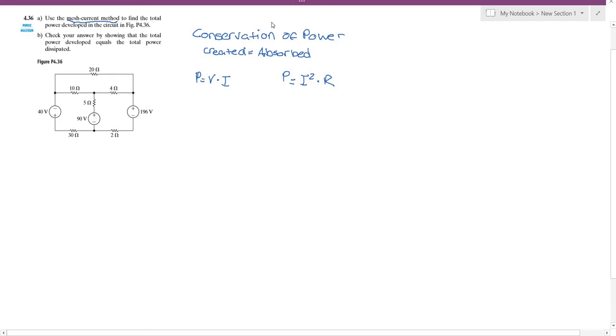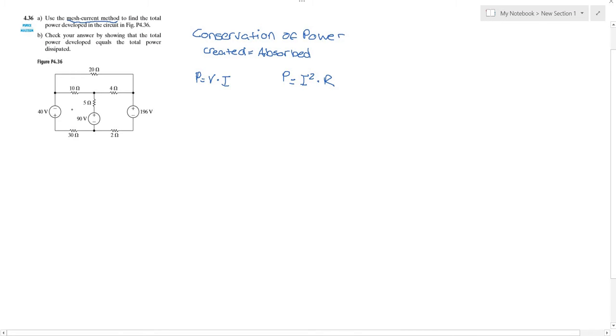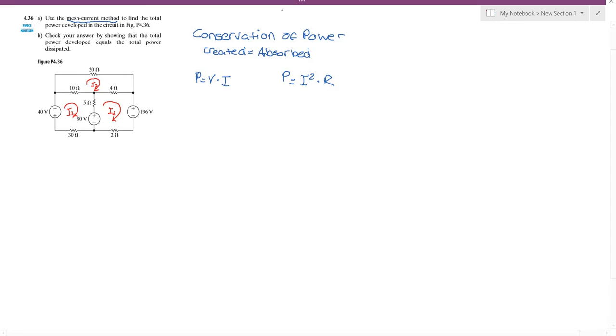Let me change color really quickly, something rather easy to see. Alright, so the way I like to do my meshes is clockwise, right? So I'm going to set this one as a mesh, and I'm going to make this one I1. So that's going to be my first current. Then I'm going to make this one my second mesh, I2, and then my very last one, I3, right? Alright, so once we have that, we're going to start solving for the currents.